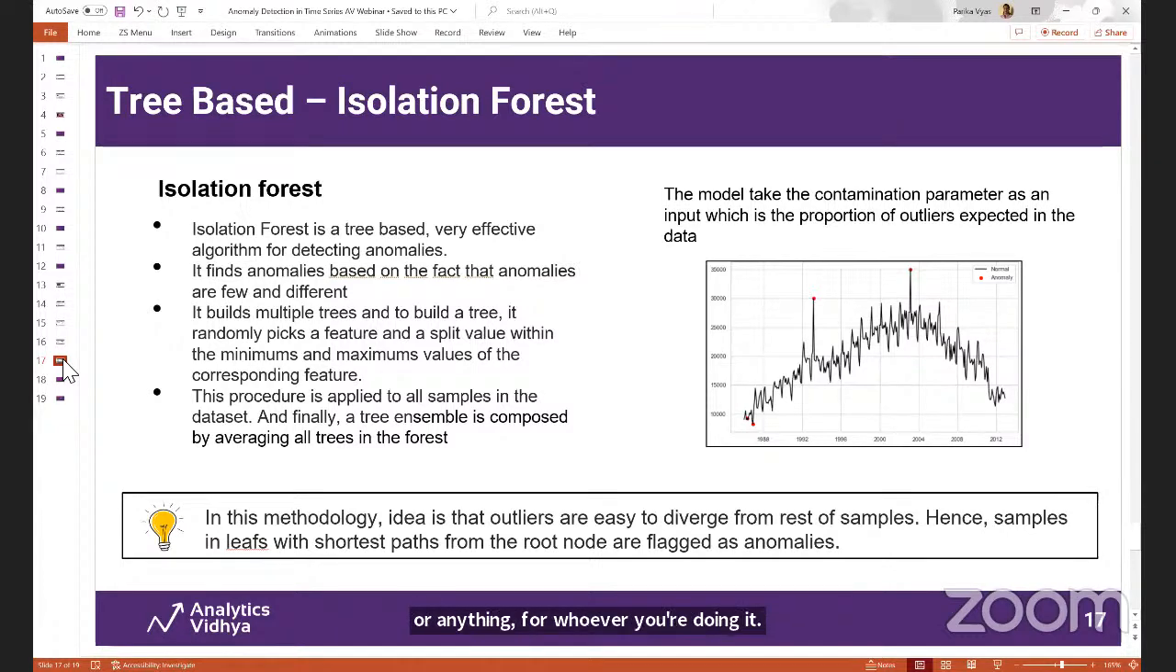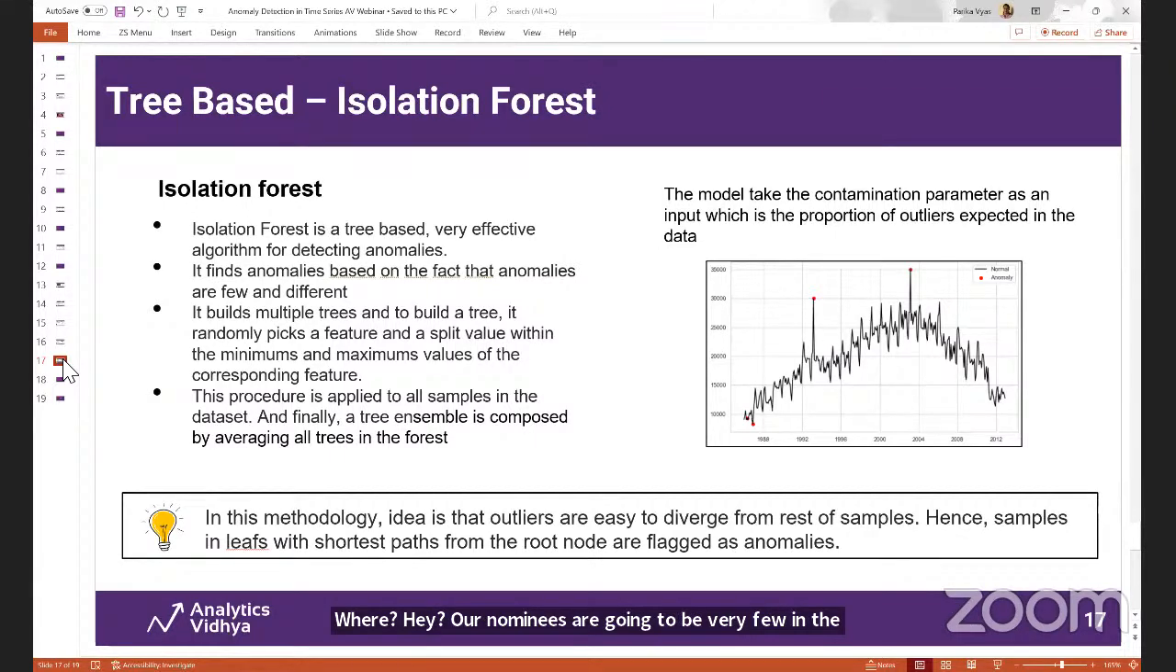And the last is a tree-based or isolation-forest approach, which is a very effective algorithm used for detecting anomalies, and it's simply based on two things, right? Fewness and difference. I think this is one of the easiest techniques where, hey, anomalies are going to be very few in the entire data, and they're going to be different from the normal.